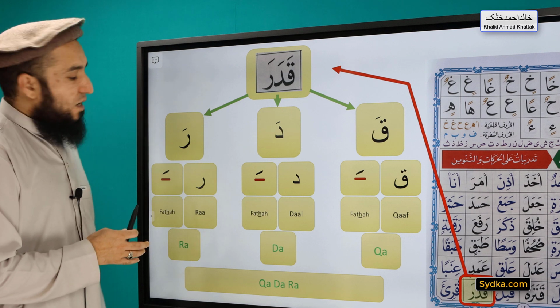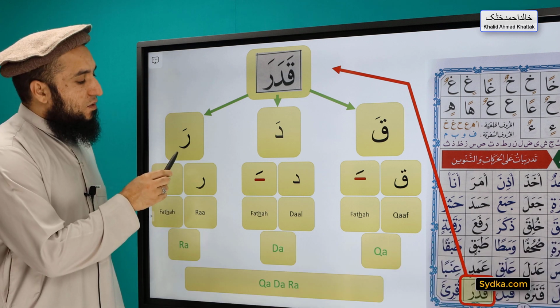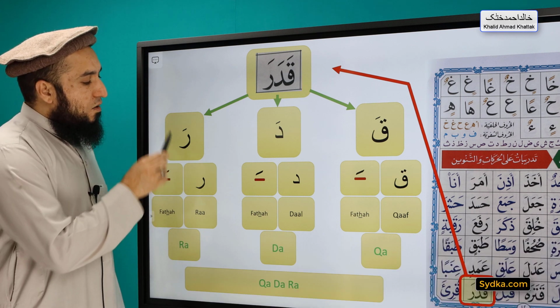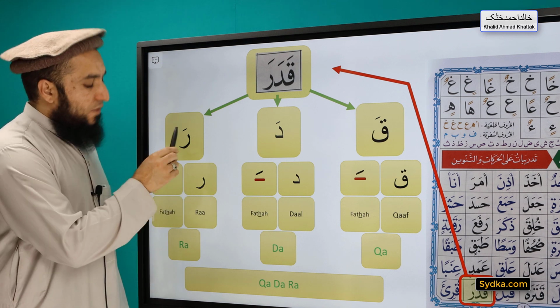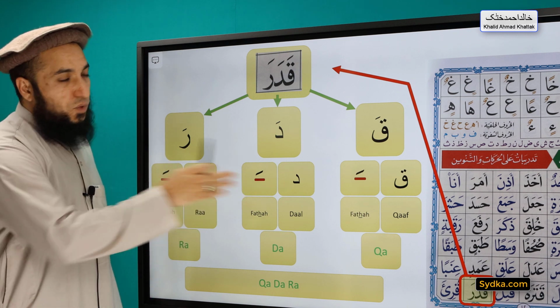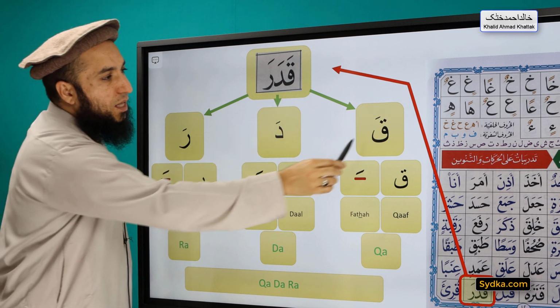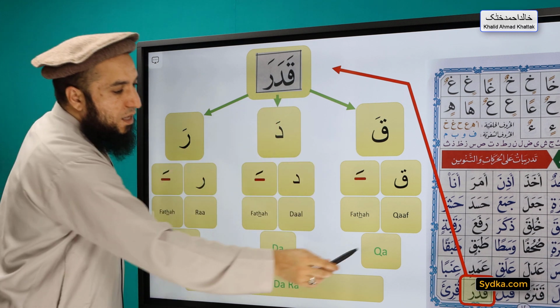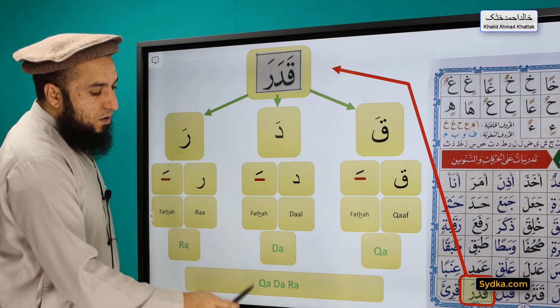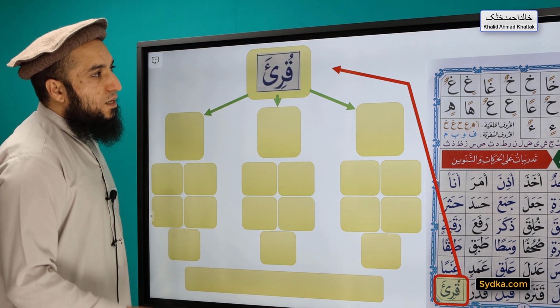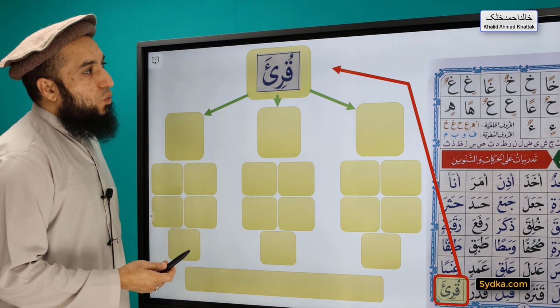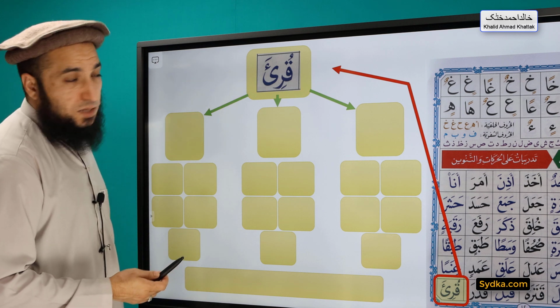The third syllable we have is ra fatha ra. Ra is not silent, and we have fatha. Ra fatha ra. And now we combine these three syllables and we have qadara, qadara, qadara. So the next word we have is quri'a, and it has three syllables.